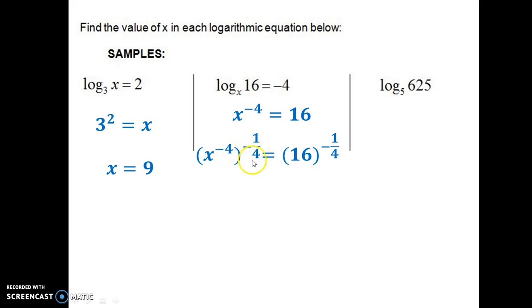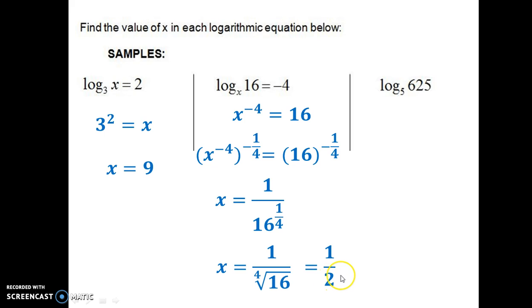If we're applying that exponent on this side, we have to apply it on this side as well. So again, these two cancel each other, because negative 4 times negative 1/4 is 1. So we have x to the 1, which is just x. Over here, we have a negative exponent, so I brought that to the denominator. And 16 to the 1/4 is the same as the fourth root of 16. And the fourth root of 16 is 2. So therefore, we have x equals 1/2.